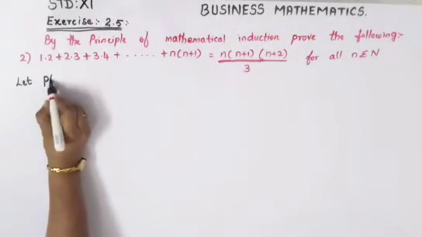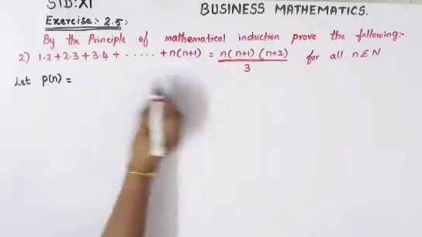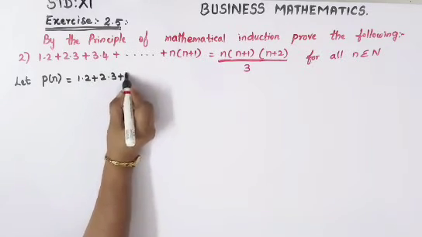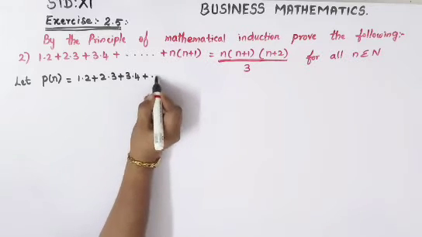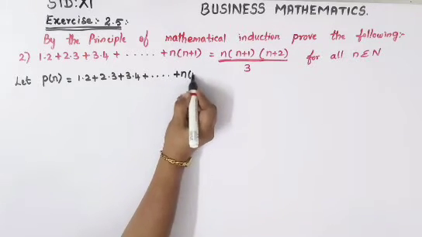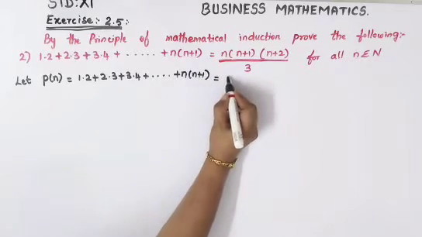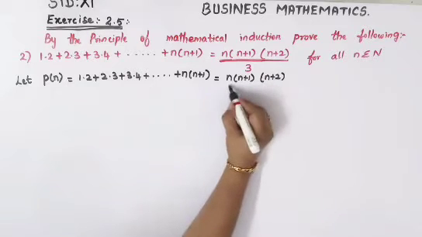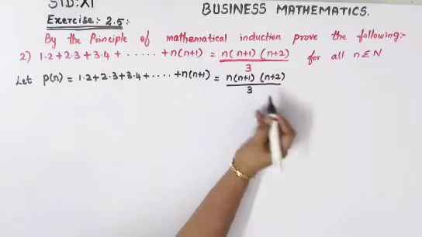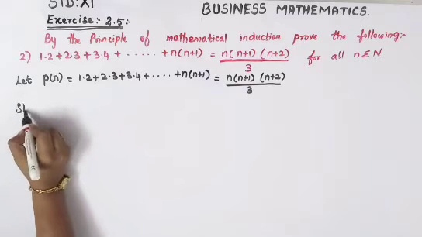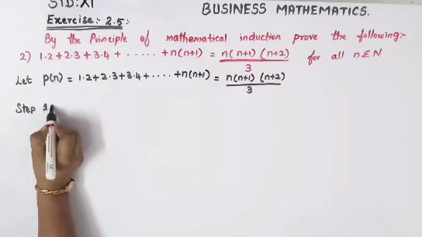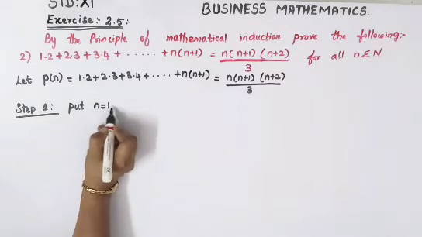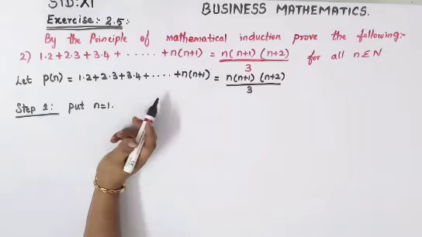Let P of n be your question as it is: 1 into 2 plus 2 into 3 plus 3 into 4 plus etc. plus n into n plus 1, which is equal to n into n plus 1 into n plus 2 divided by 3. So your step 1 is to put n is equal to 1. Wherever n is there, just put n is equal to 1.